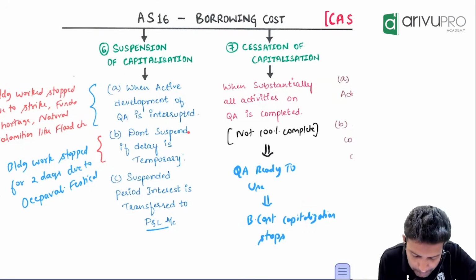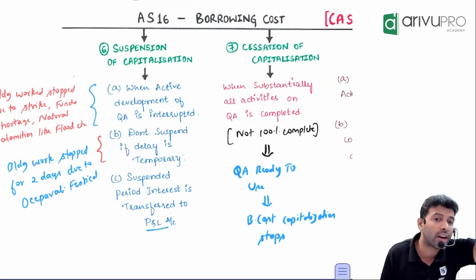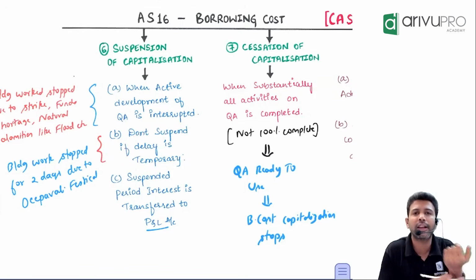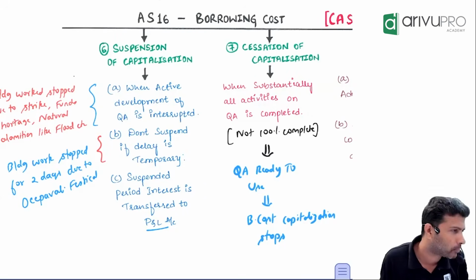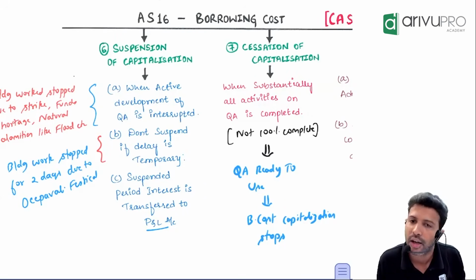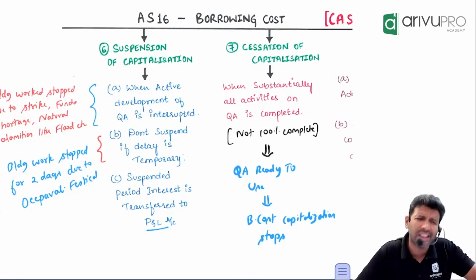If there is a temporary delay, don't suspend. Like let's say due to Deepavali, Christmas, Pongal, workers did not come for 3 days. So that means, will you transfer the 3 days' interest cost to P&L, or still capitalize?